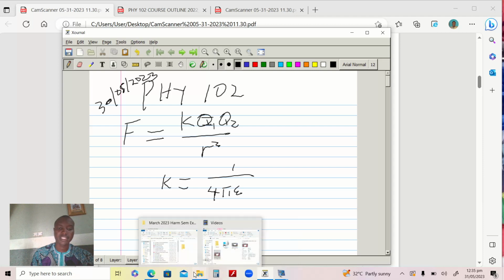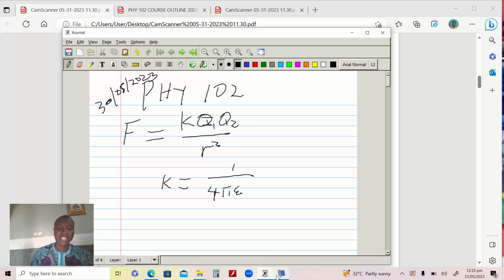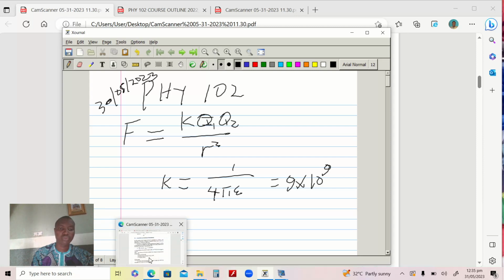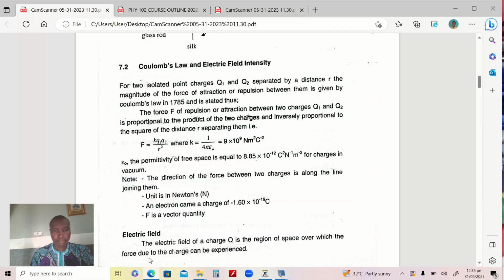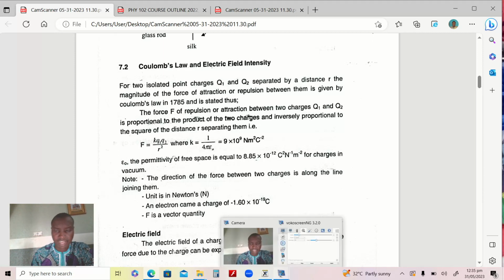So that's what our K is, and it has a value of 9 times 10 raised to power 9. That's the value of K that we have. With this, ε now is the permittivity of free space, which is equal to 8.85 times 10 to the power minus 12 Coulomb square per Newton per meter squared.